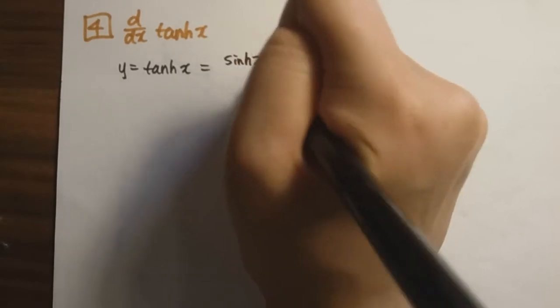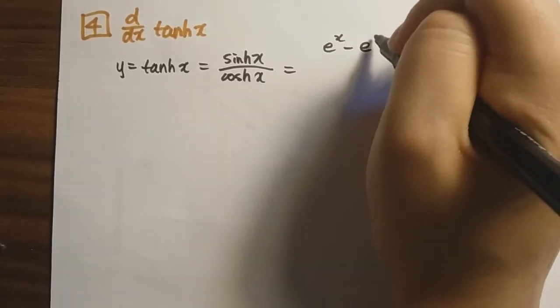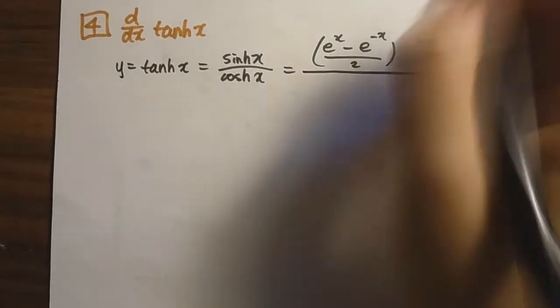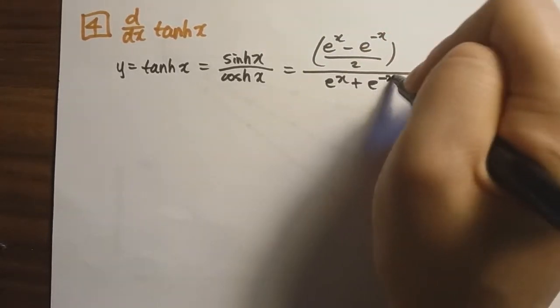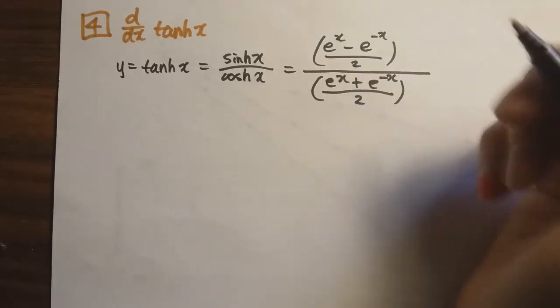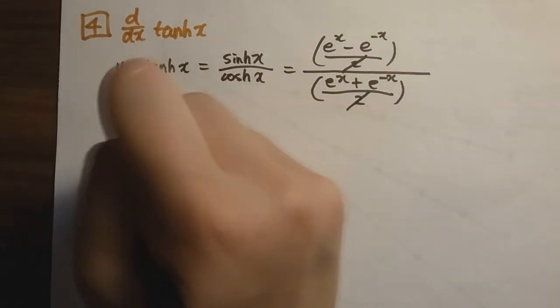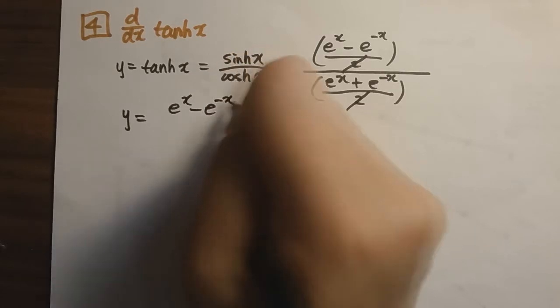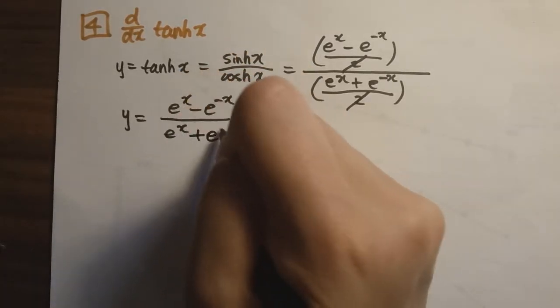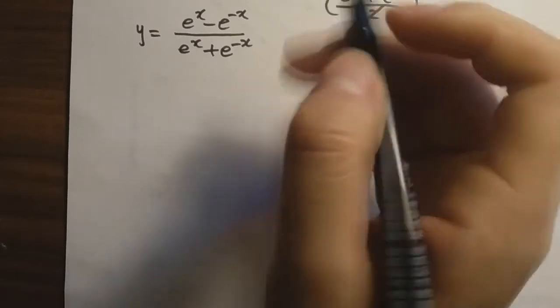Yay! Okay, so on to the last one, we have y equals tangent hyperbolic of x, which is equal to sine hyperbolic of x over cosine hyperbolic of x. That equals e to the power of x minus e to negative x over 2, whole thing over e to the x plus e to negative x over 2. So for this, you have one half on both the denominator and the numerator, so you can cancel that out. And you get y equals e to the power of x minus e to negative x over e to the x plus e to negative x. So to take the derivative of that, we have to use the quotient rule.